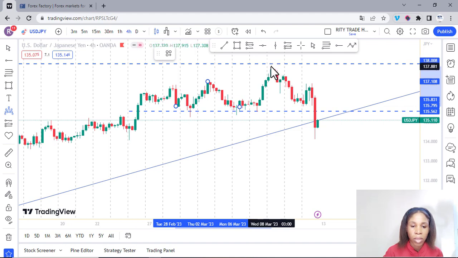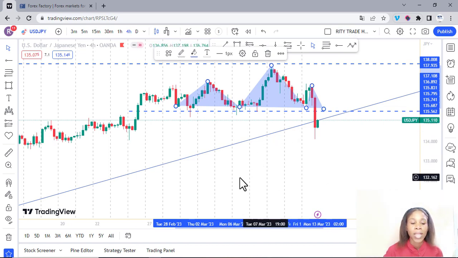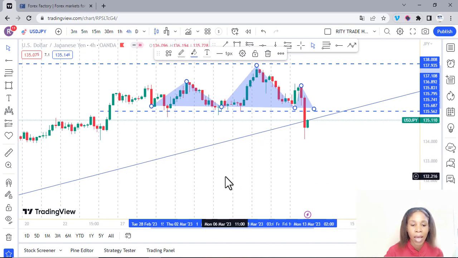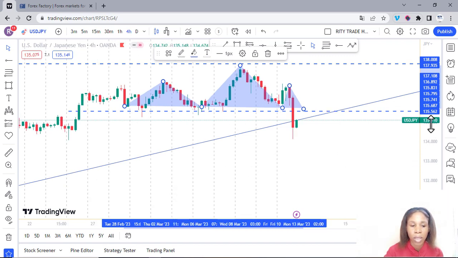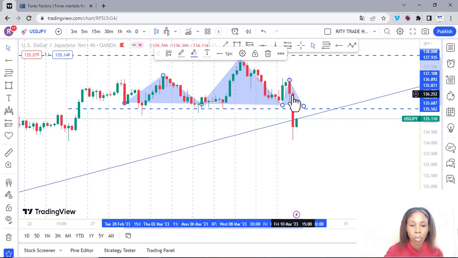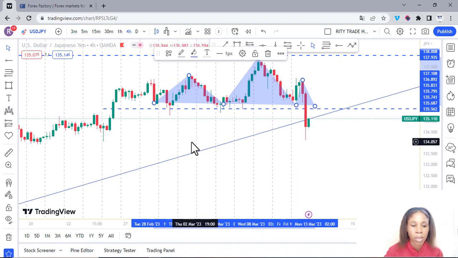Can you see it? If you can see it, let me know. This is a head and shoulders chart pattern, which is signifying a trend reversal. Guys, look at this momentum shift.